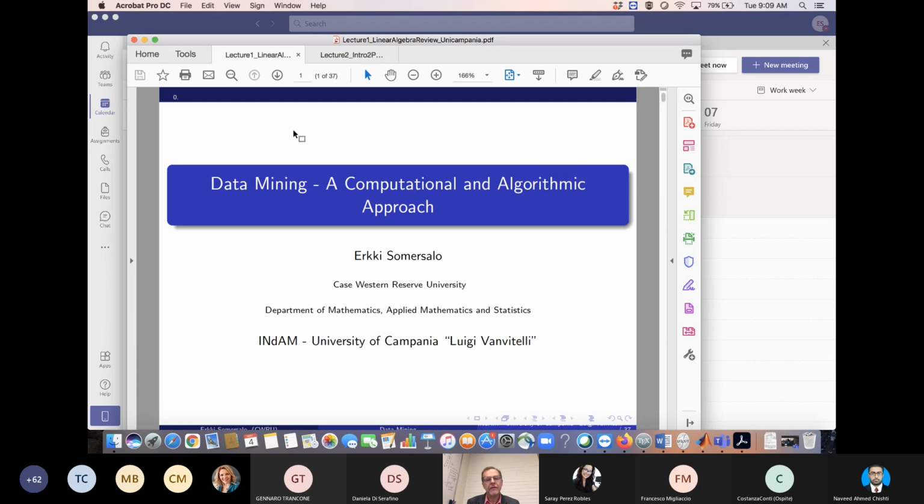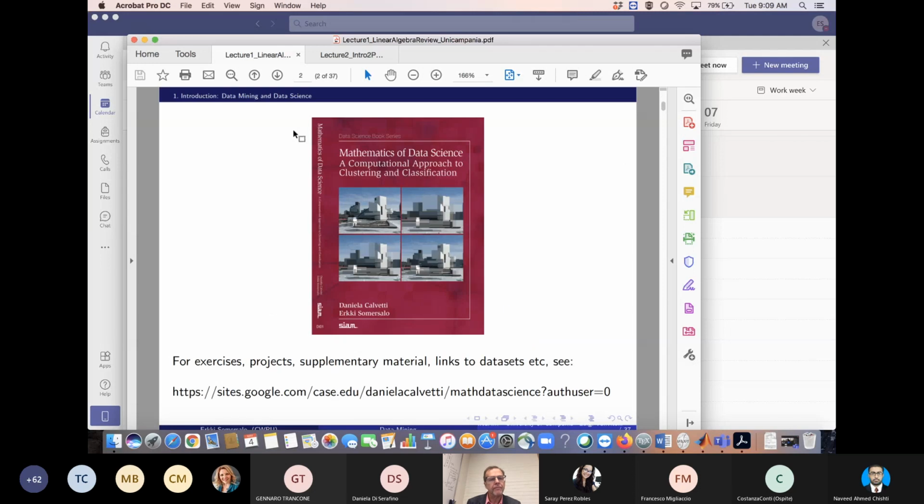First of all, I will start by showing you the cover of the book that just came out last December. This is a book that we wrote together with Daniela Calvetti, and it is based on a series of experiments with this topic with our students. We started some 12 years ago, maybe, to collect the material, when we started to teach a course which was first called data mining, and then we decided to call it data science because that seems to be the word that people are using now.